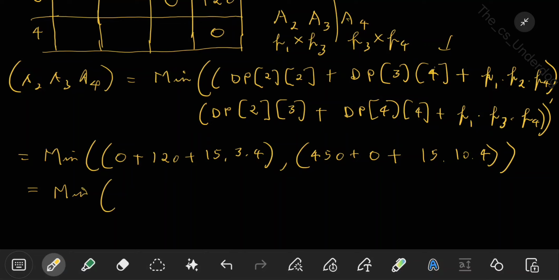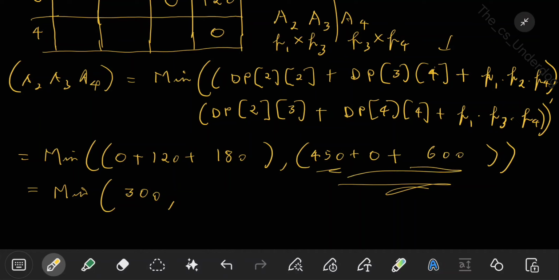15 into 3 is 45 and 45 into 4 will be 180. So this is 180. 180 plus 120 will be a total of 300. And what about this one? Here 15 into 10 is 150. 150 into 4 will be 600. So this is 600 plus 450. This total will be 1050.